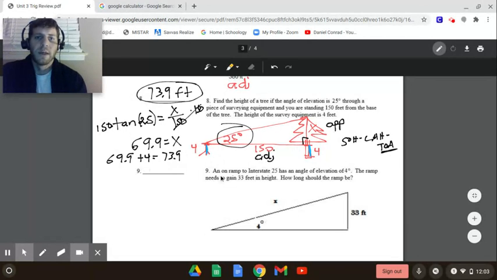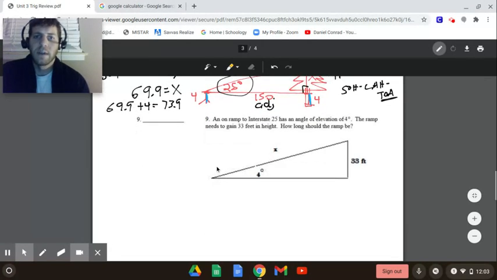Okay. Number 9: a ramp to Interstate 25 has an angle of elevation of 4 degrees. The ramp needs to gain 33 feet in height. How long should the ramp be? So our x here is our hypotenuse. Let me use a different color so we know what I'm adding versus what's in the problem. So x is your hypotenuse.